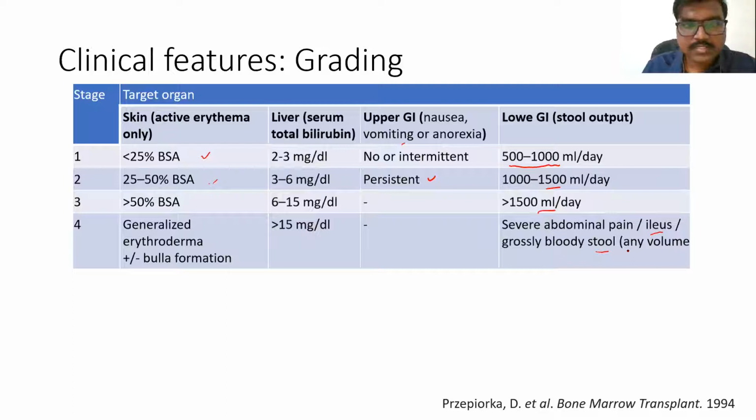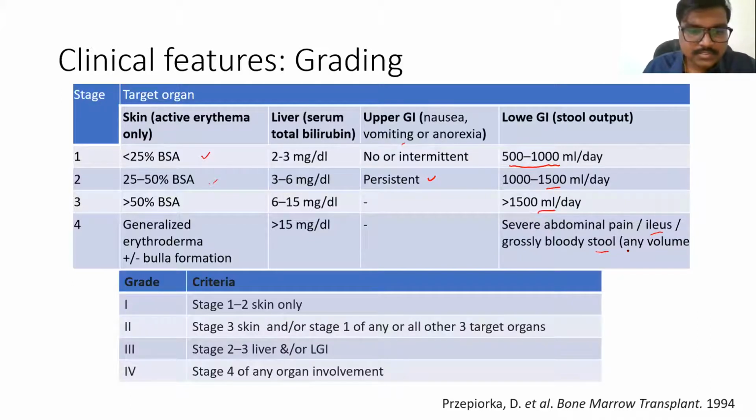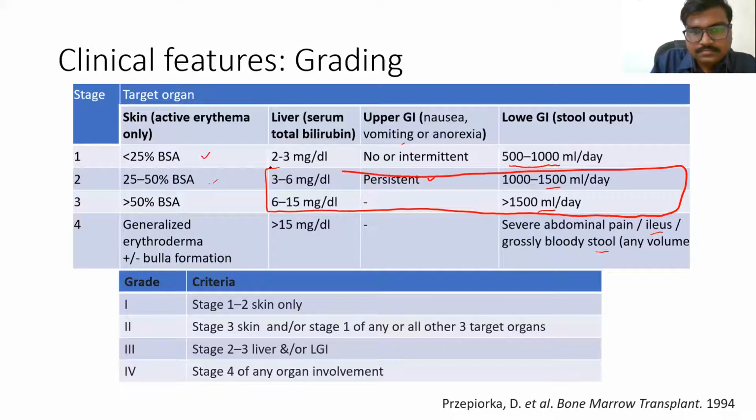So this is the staging of target organs, and based on this, they've derived a grade. If there is only stage 1 to 2 skin involvement, it is considered grade 1. If there is stage 3 skin involvement and or stage 1 of any of the three organs, then it is grade 2. When there is stage 2 to 3 of liver, upper GI or lower GI, then this goes to grade 3, and this warrants systemic immunosuppression. And stage 4 of any involvement is grade 4.